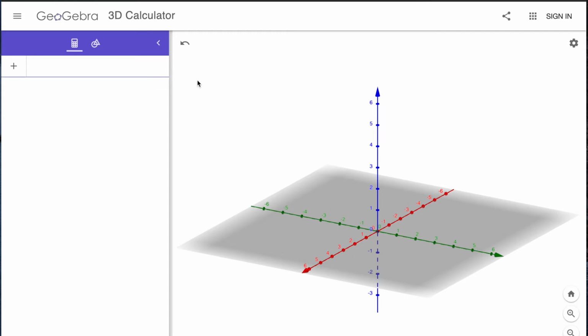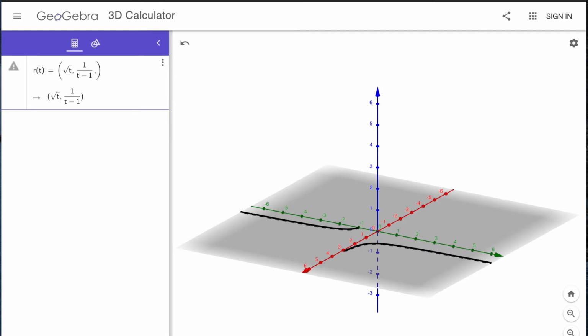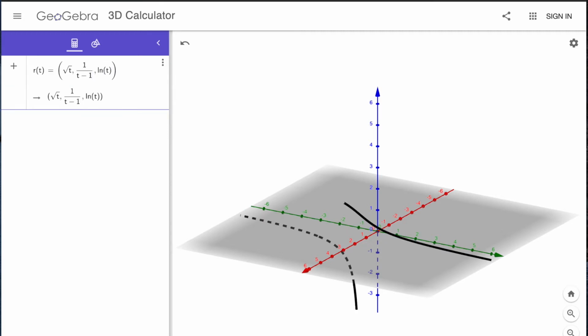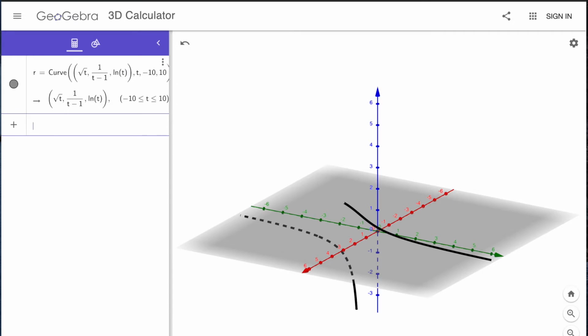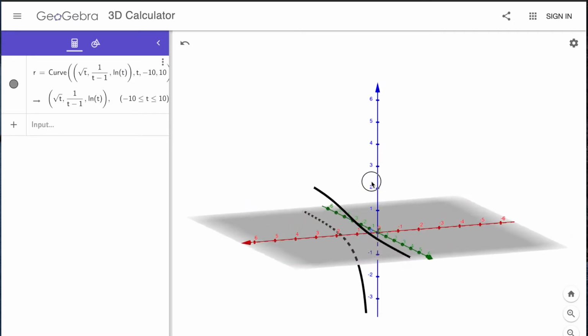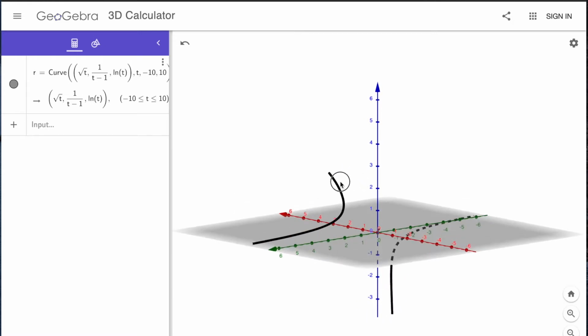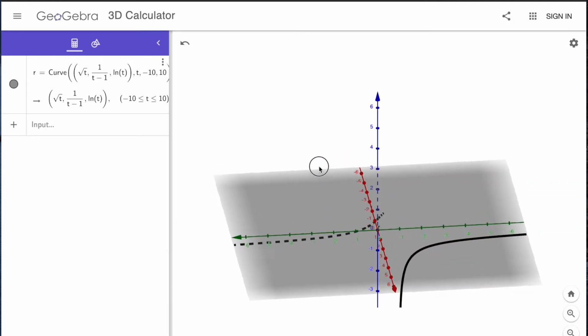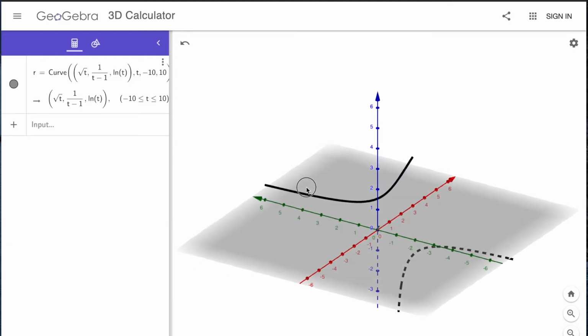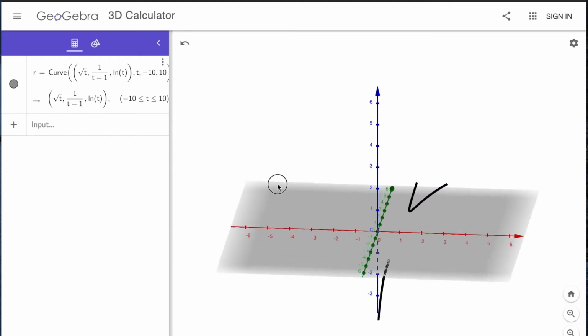So if I'm trying to graph something like r of t equals square root t, comma, 1 over, this was the first one we did, t minus 1, comma, natural log of t. And so what we see here is this weird kind of shape. And for that domain, we're getting a curve that's floating in space in a weird way.